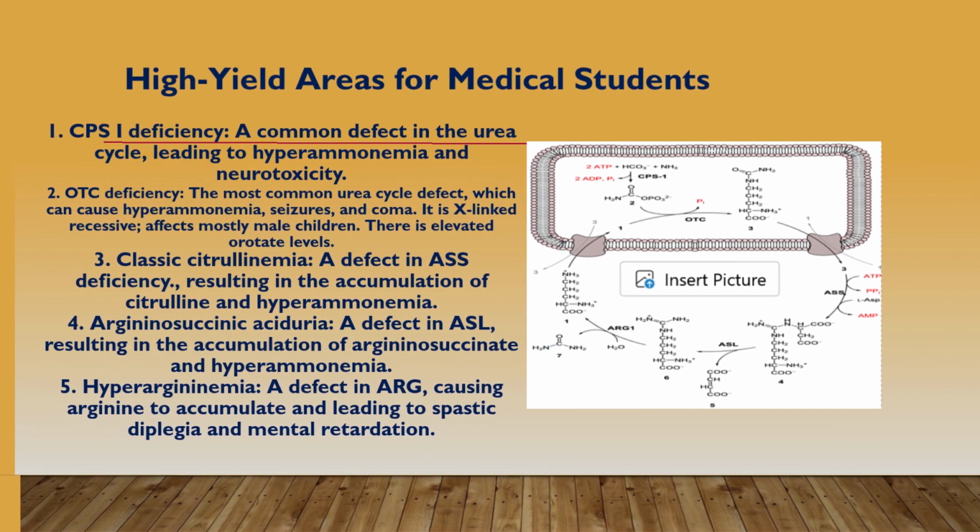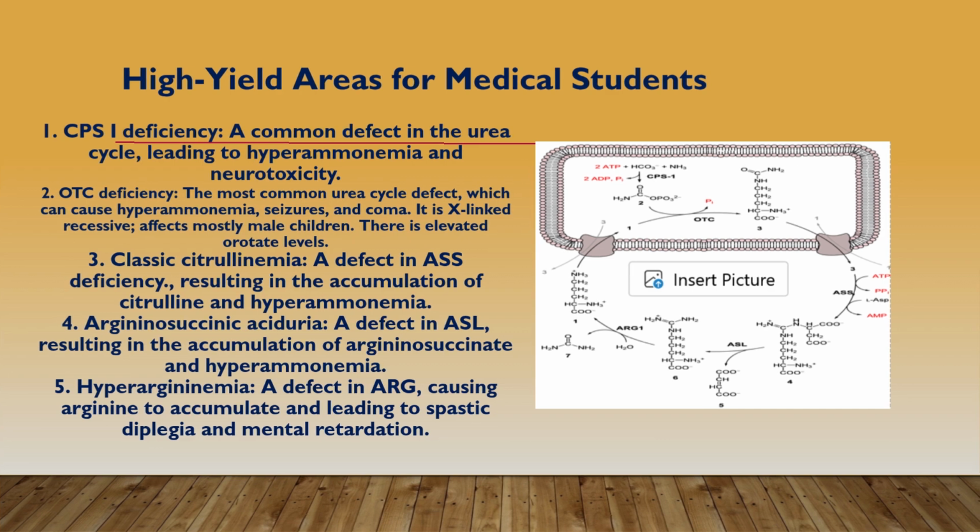4. Argininosuccinic aciduria, a defect in ASL, resulting in the accumulation of argininosuccinate and hyperammonemia. 5. Hyperargininemia, a defect in ARG, causing arginine to accumulate and leading to spastic diplegia and mental retardation.